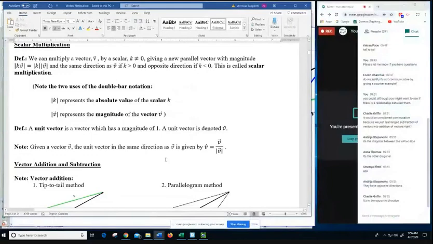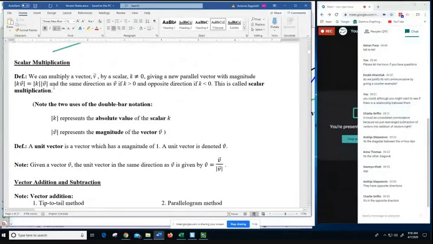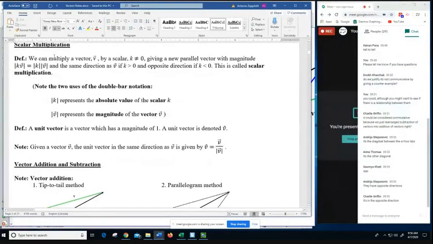All right. So just a reminder that our first operation that we used with vectors was this idea of multiplying it by a scalar. Okay. And what it does is scalar multiplication just gives you a parallel vector, okay, whose direction is either the same or opposite, depending on whether k is positive or negative. And the magnitude of the new vector was just the absolute value of k times the magnitude of the original vector.